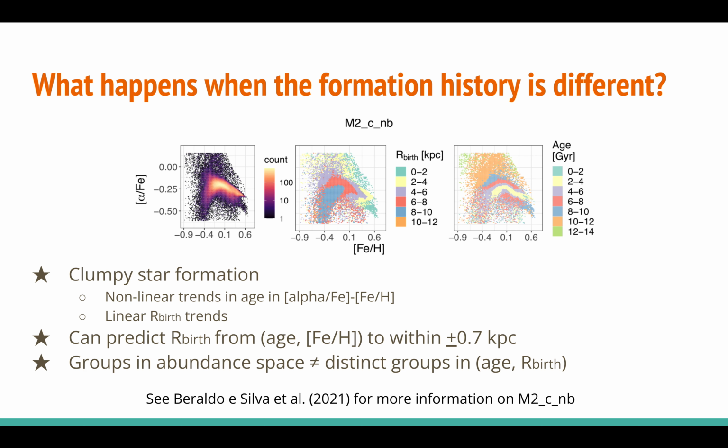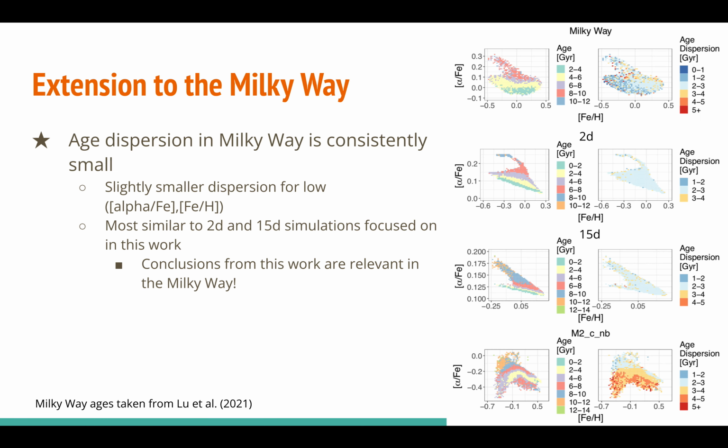So you're probably thinking now, okay, I've just been talking about how abundances give us birth information, and now I just said for this one simulation, this is no longer true. You're probably thinking, what's the point? Is this even useful for the Milky Way? And the answer is yes, it's useful for the Milky Way.